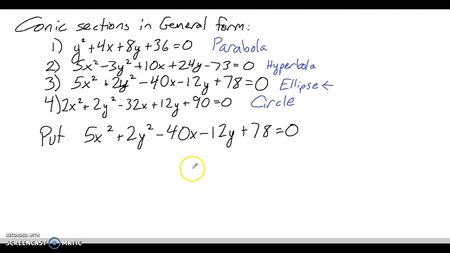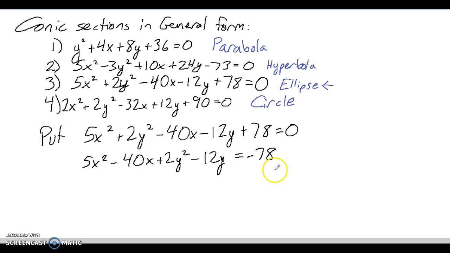So the first thing we need to do is group our terms. I want all of the x's together, so I will start with 5x squared minus 40x. I want the y's together, so we have plus 2y squared minus 12y. And I want the constant on the other side by itself. Awesome. Now we have a problem.